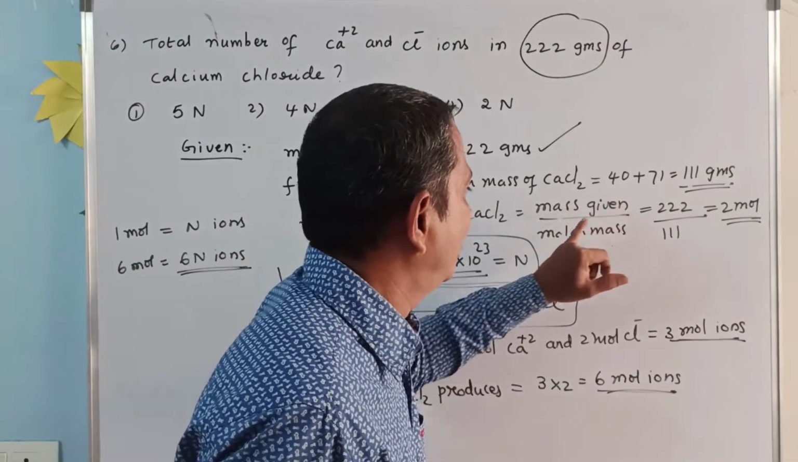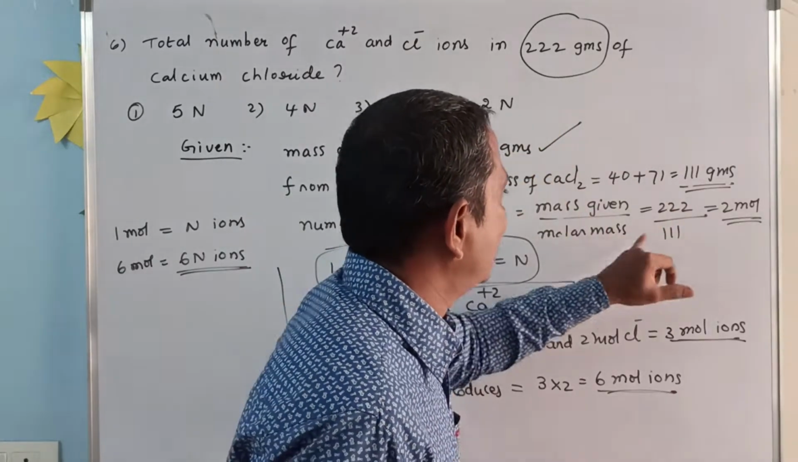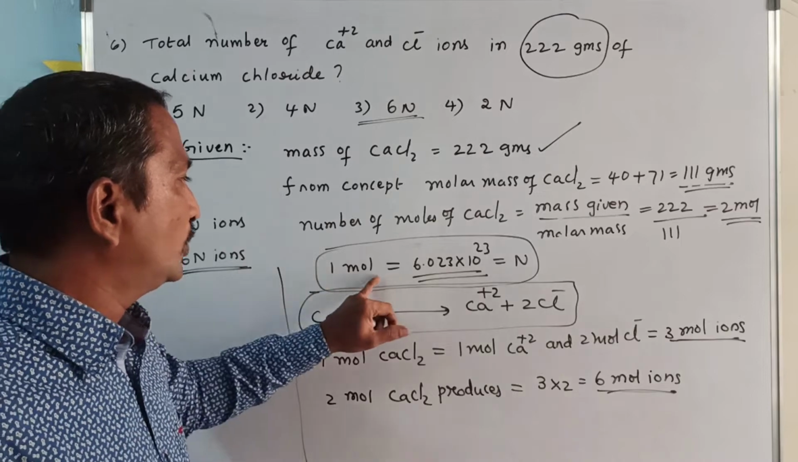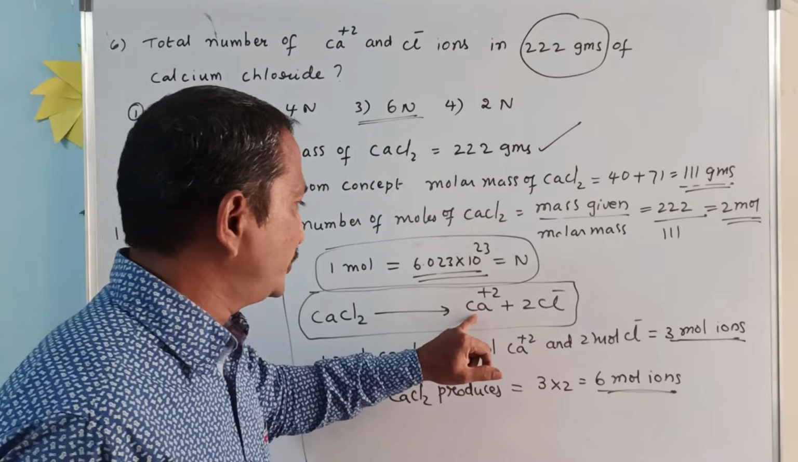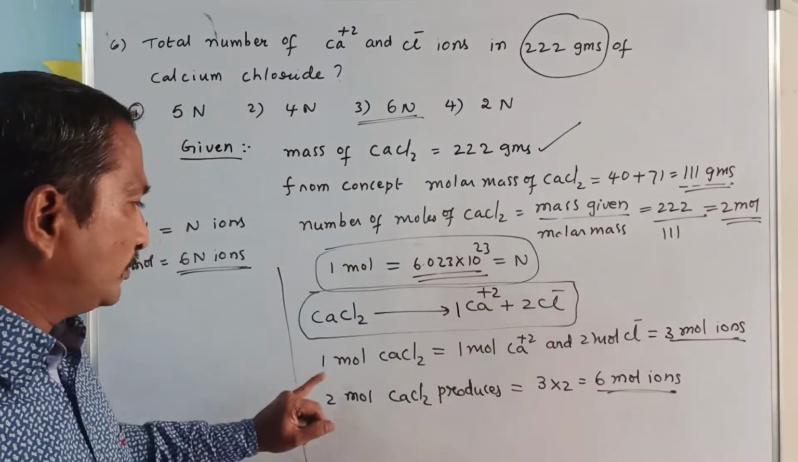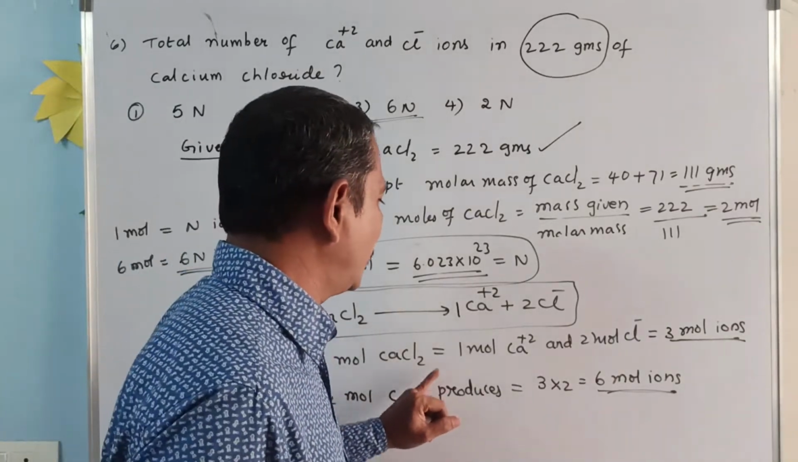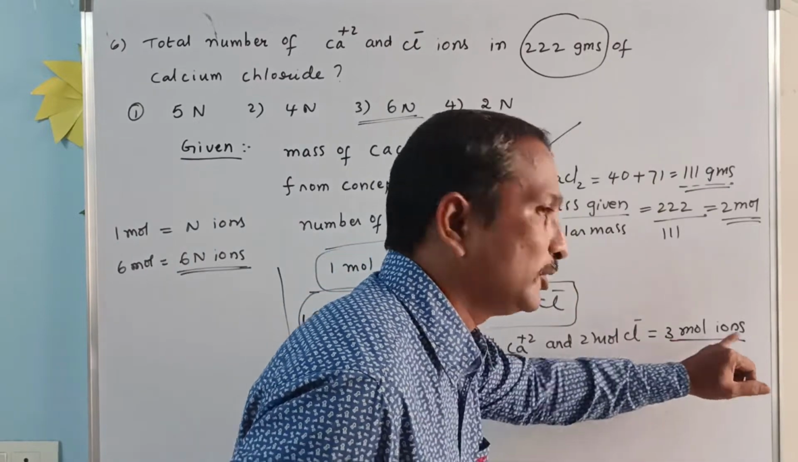Number of moles is mass given by molar mass. 222 given, molar mass 111, so 2 moles. What do we know from concept again? 1 mole is equal to Avogadro number. Calcium chloride ionizes to produce Ca+2 and 2 Cl-. This is 1, this is 2. 1 mole of calcium chloride is equal to 1 mole calcium ions and 2 moles Cl- ions. Total moles 3 moles of ions.